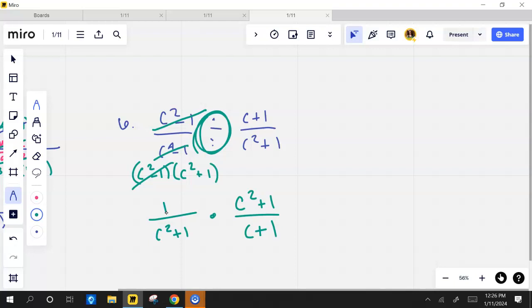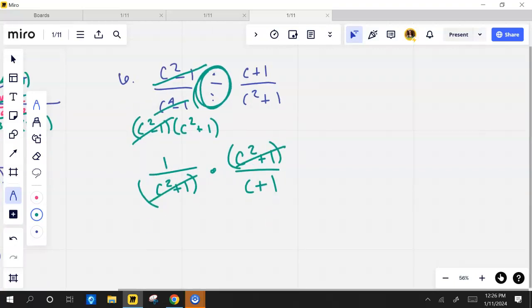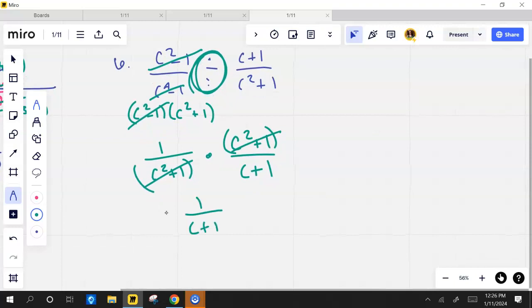What's hard about it? I'm out. I should do 1. It's just that there's no number. Yeah, but look, these are exactly the same, so I cancel them out, and I have 1 over C plus 1.